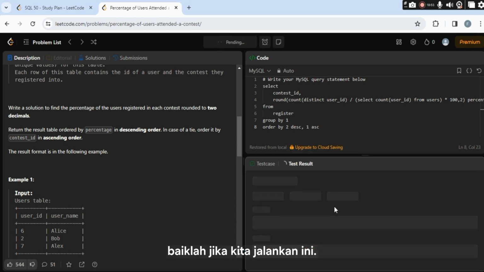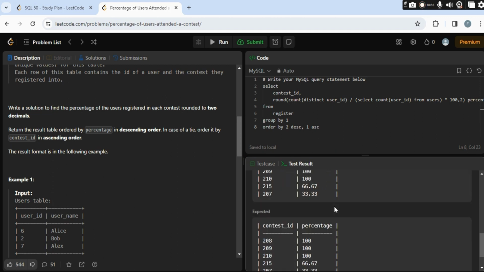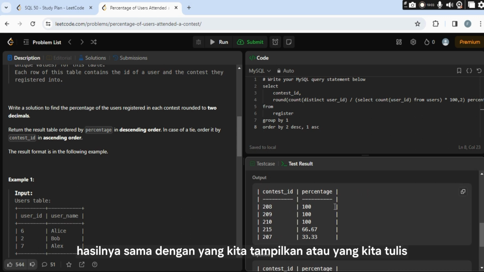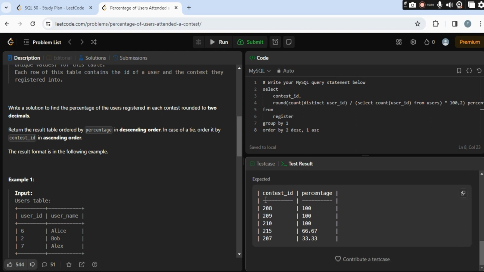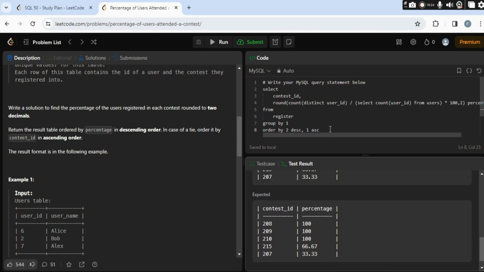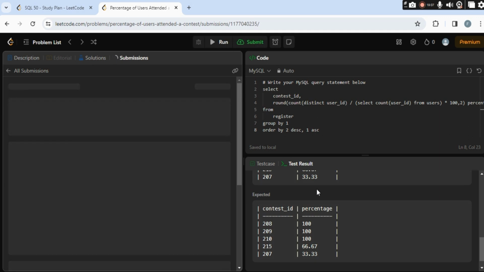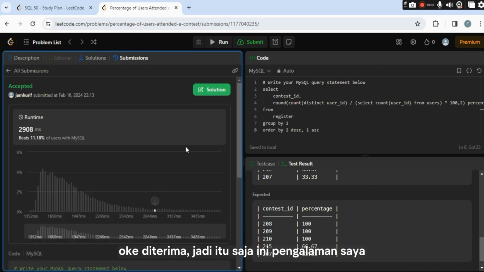Okay, if we run this, it's the same result as the expected result from the platform. If we try to submit, okay, accepted.